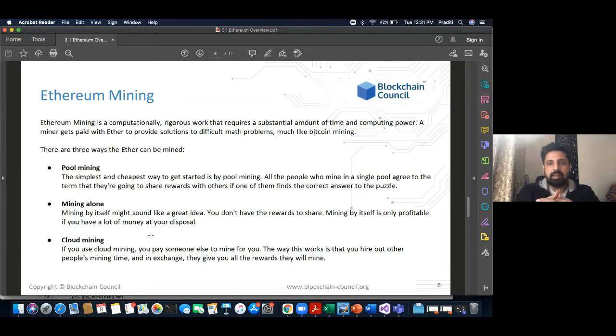There are 3 ways Ethereum can be mined. One is pool mining, one is solo mining, and one is cloud mining. If we are 5 people in a group and I'm not that rich that I can go in and buy a complete GPU, I can't afford to spend $1 million on a computer. Those 5 folks who can afford it and support others in giving the computational power, they are going to mine together.